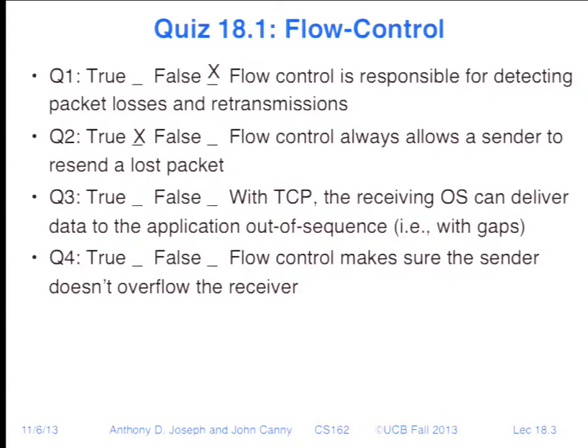Well, flow control is associated with the network layer, with TCP, not with IP. All right, so next one, with TCP, the receiving OS can deliver data to the application out of sequence. False. It goes out of sequence possibly to the receiver, but then when it's rebuffered, it's going to go up in order.